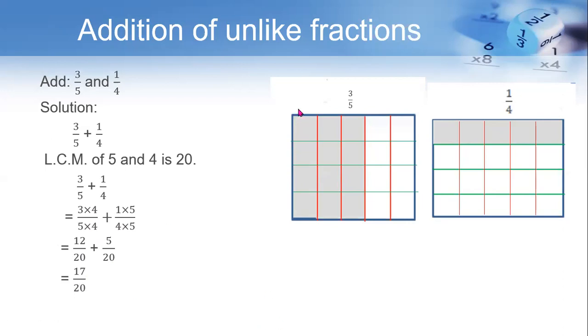Look, this is the result, right? In this way you have to add them. Did you get the concept? What we should do, look here. First we have to make the denominators the same. For that we need to find the LCM of the denominators. If your LCM is 20, that means you have to make 20 the denominator of both fractions. If the denominators are the same, we combine the numerators. We should not add the denominators.